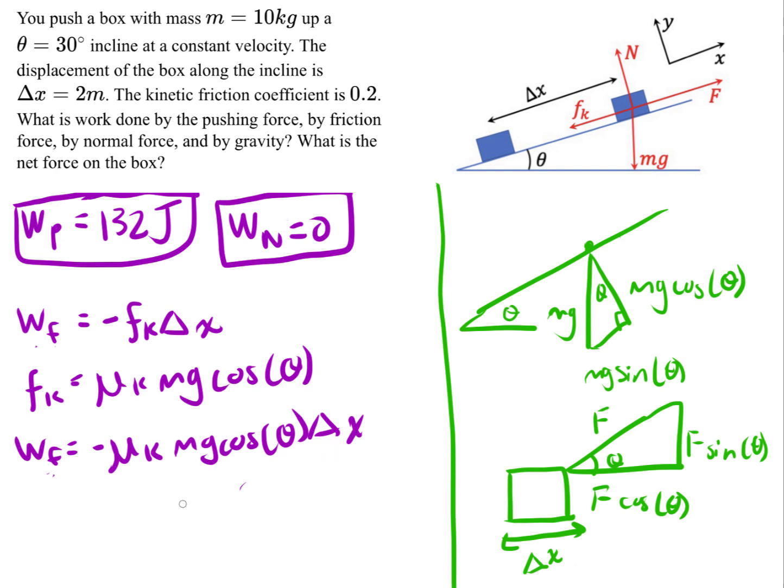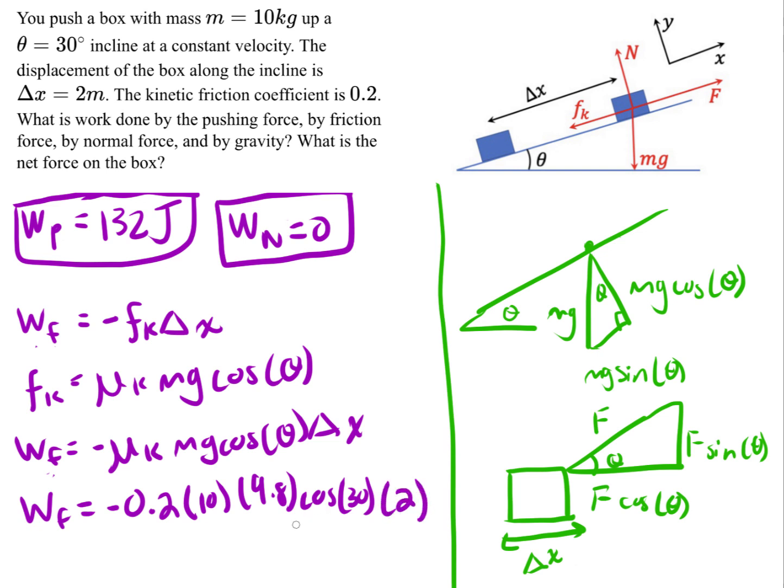Now we just simply plug everything back in. So the work done by friction is equal to minus 0.2, the coefficient of kinetic friction, times the mass of 10 kilograms, times the gravity of 9.8, times the cosine of 30 degrees, and then finally times the displacement, which is just 2 meters. Now, if you solve everything, you can round this to minus 34 joules.